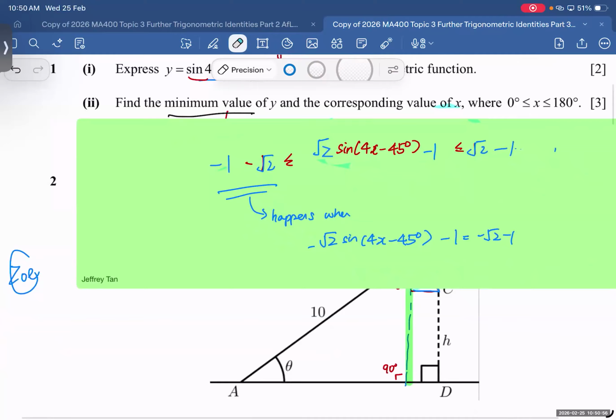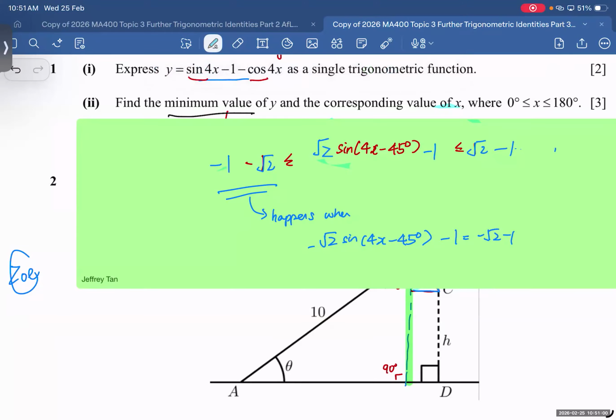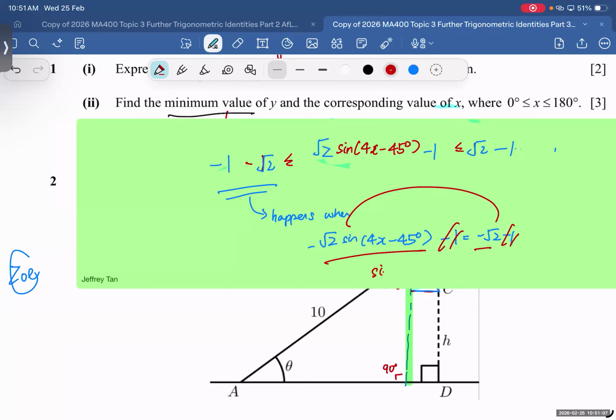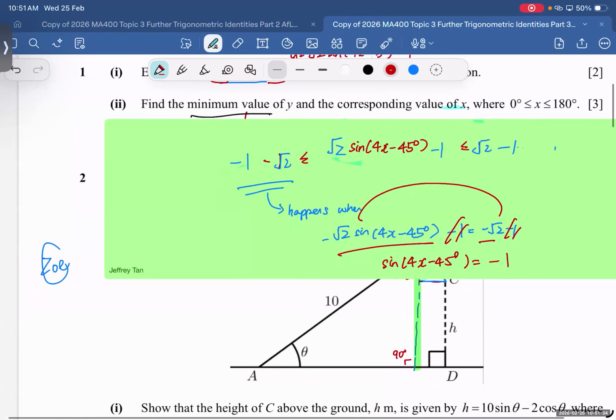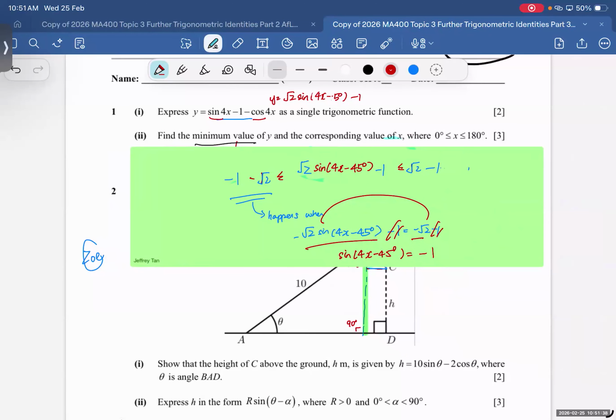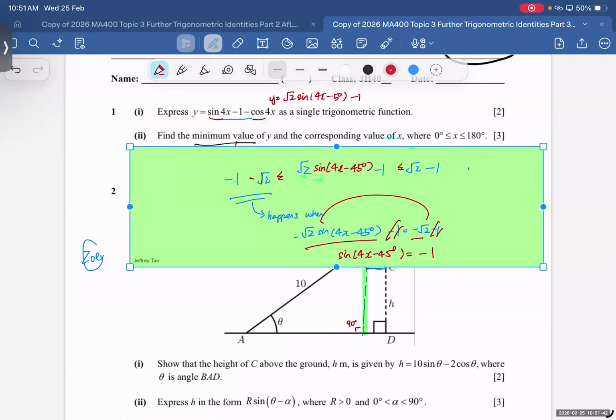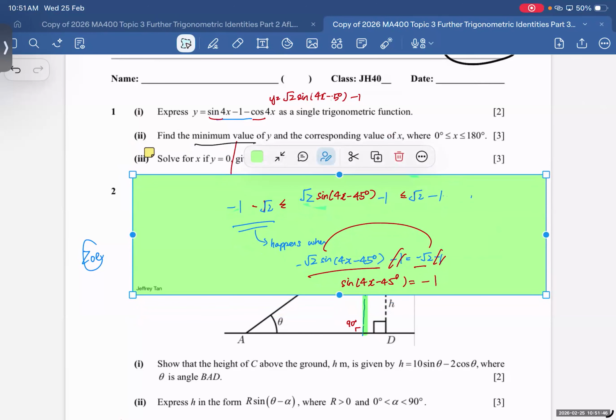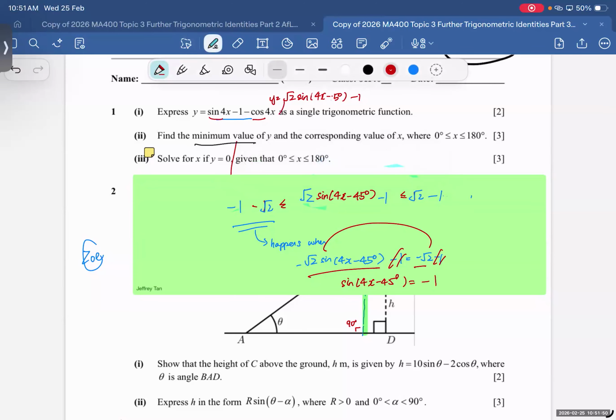Agree? So this happens, you cancel this and this, you equate. It means that sine 4x minus 45 must be equal to -1, which makes sense, because my sine is at its lowest, -1. So you must solve this. The range is 180. Solve this one. Equate to 0. That means y is 0, right? That means they want this to be 0.